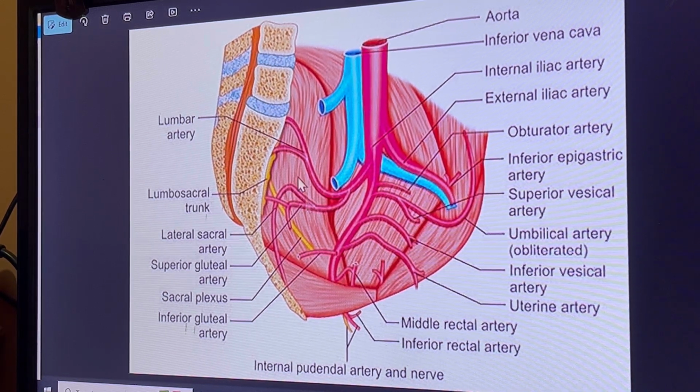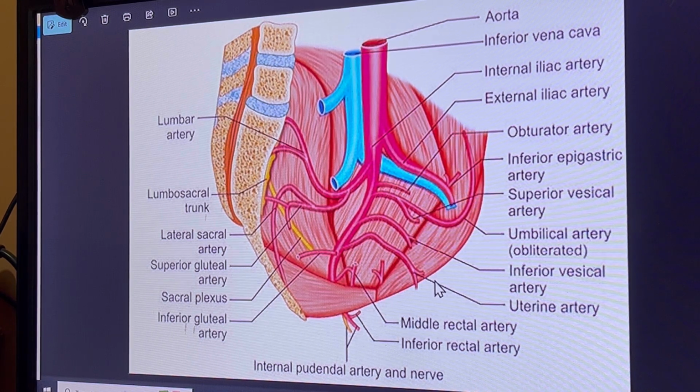So this is the zone 3 we were talking about. This is the pelvic zone 3, where all the vasculature is present. So we stop here, and then we will talk about all this later. Okay.